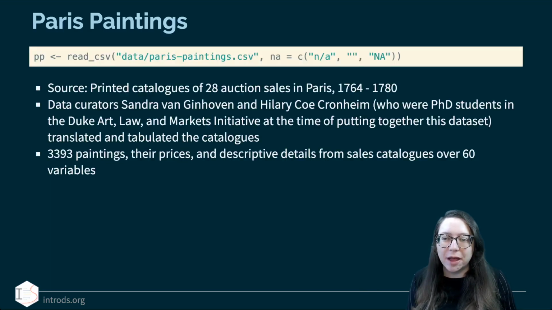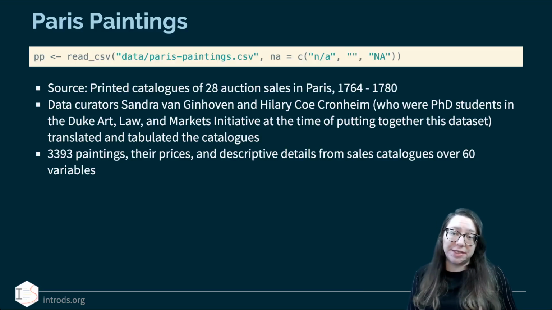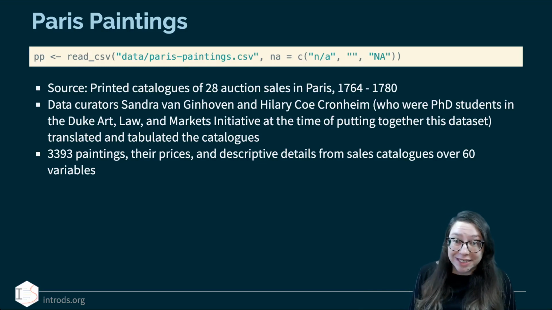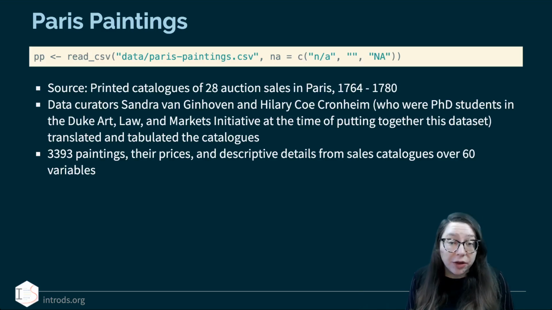So where does this data come from? The source of these data is actually printed catalogs of 28 auction sales from Paris from 1764 to 1780. So this is really historical data. The curators of the data were two PhD students in the Duke Art Law and Markets Initiative at the time of putting together this data set. Their names are Sandra van Ginhoven and Hilary Koch-Kronheim.